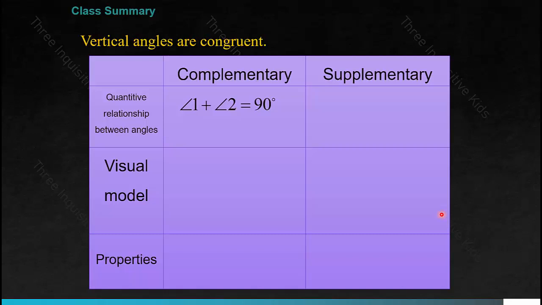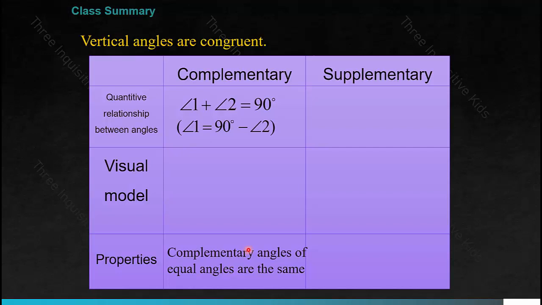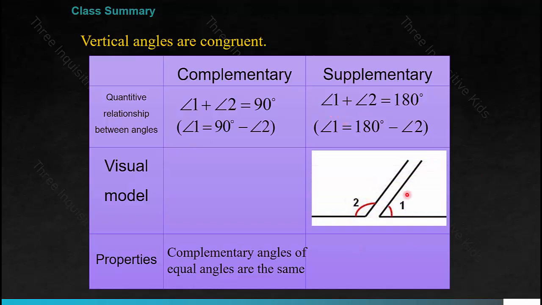Class summary. So we learned about complementary angles, supplementary angles, and vertical angles. The property of vertical angles is that they're congruent. And now let's look at complementary and supplementary angles. The quantitative relationship between angles for complementary angles is that one angle plus another angle is equal to 90 degrees. And its property is that complementary angles of equal angles are the same. So here it would be written out as one angle plus another angle is equal to 180 degrees, and this is its visual model. Supplementary angles of equal angles are the same.